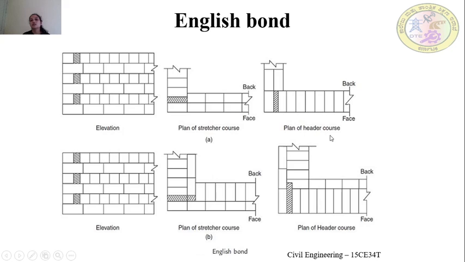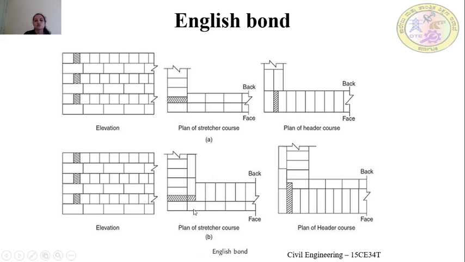Again in English bond, like I said, English bond is suitable for all wall thicknesses like 1 brick thick, 1.5 brick thick and 2 brick thick. So this is a 20 centimeter wall and this is the 30 centimeter wall. Since it is 1.5 brick thick, it is a 30 centimeter wall. So in this picture we'll start with the elevation.